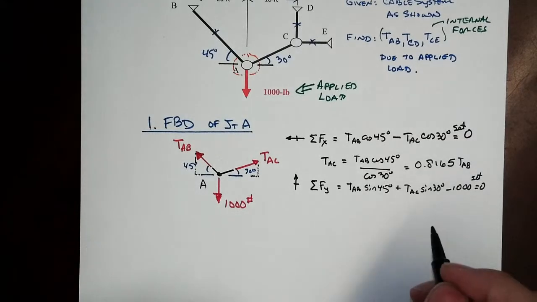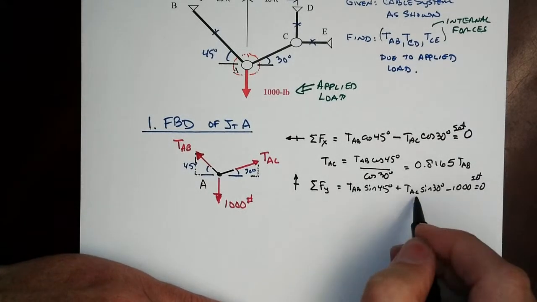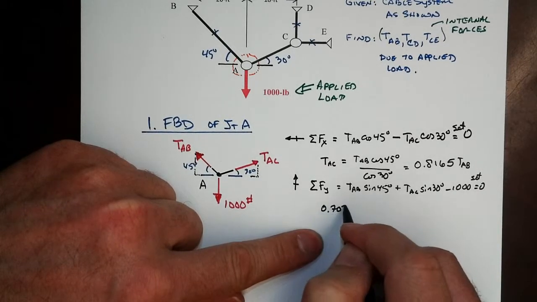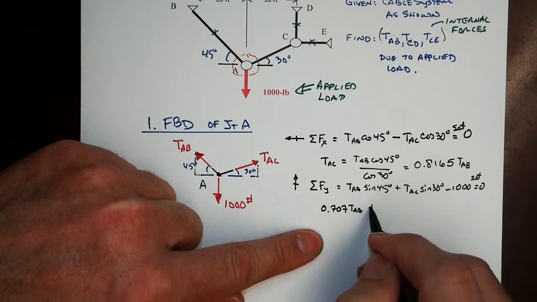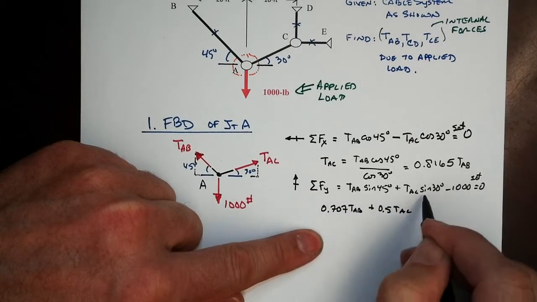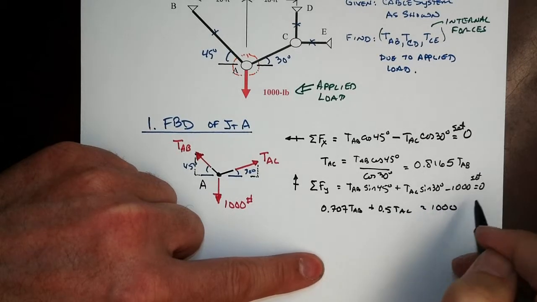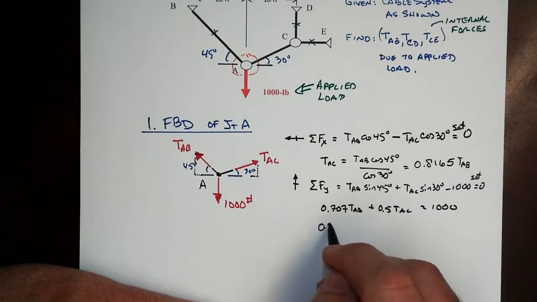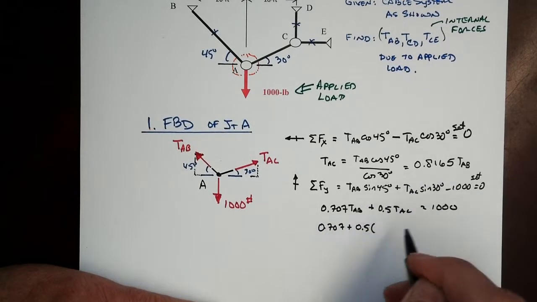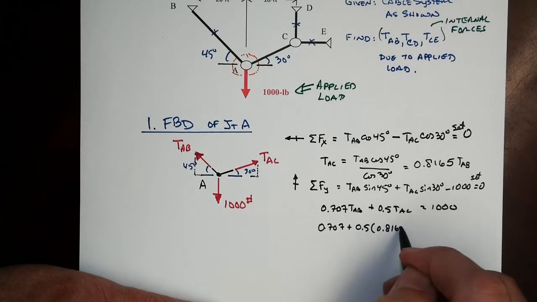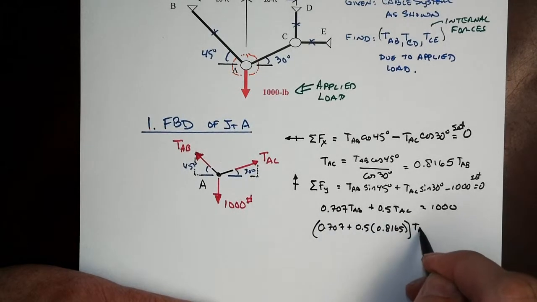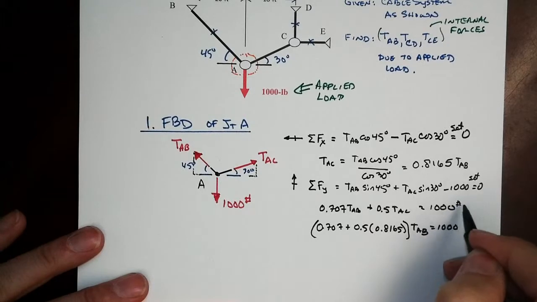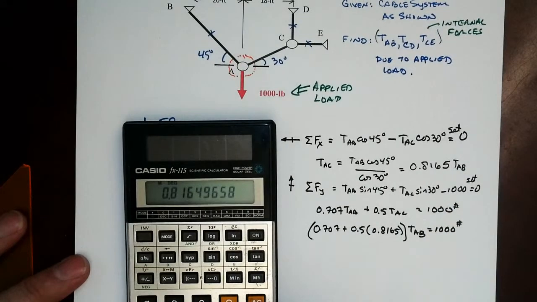So note what we get out of that equation is that the sum of these two has to be equal to 1,000, and of course we'll have 0.707 TAB plus 0.5 TAC, since sine of 30 degrees is 1/2, equal to 1,000. Now I know that TAC is equal to 0.8165 TAB. So I can put that in there and factor out some things here. There's your TAB equals 1,000 pounds. Let's go ahead and get the 1,000 pounds in there. And so now let's see what we've got.